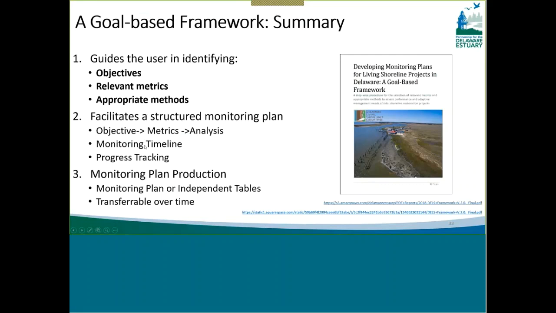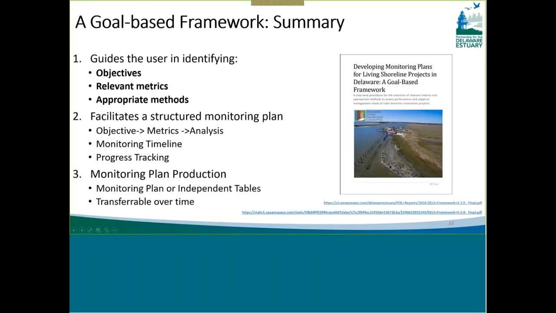But I do want to bring back the goal-based framework summary, because this is a really helpful device. I find it helpful. I use it. We're going to start plans for a new living shoreline. I'm going to go out with the site evaluation guide, and I'm going to go out with this, and that's how we're going to develop our materials for our permit application.